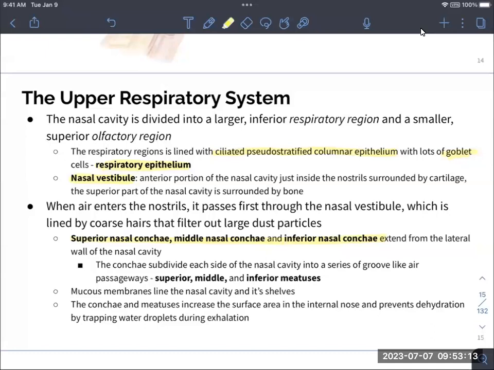The areas underneath those nasal concha are meatuses. So we have the superior meatus right underneath the superior nasal concha, the middle nasal meatus underneath the middle nasal concha, and the inferior meatus underneath the inferior nasal concha.